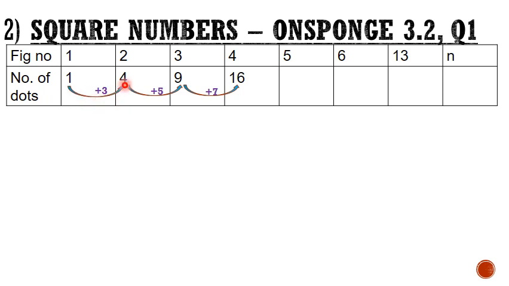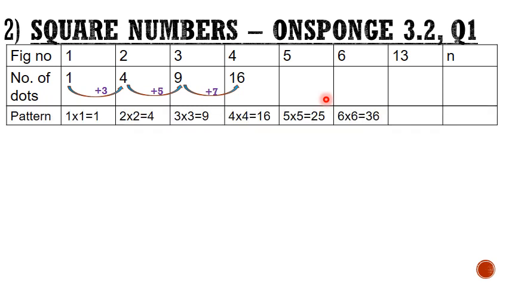For example, from this one to this one plus 3, this one to this one plus 5, this one to this one plus 7. So we want to extend the table like this so that we can write down the pattern. 1 times 1 equals 1, 2 times 2 equals 4, 3 times 3 equals 9, 4 times 4 equals 16. Then we can relate the figure number with the multiple, so that if I ask how many dots are there for figure number 13, you can just do 13 times 13 equals 169.